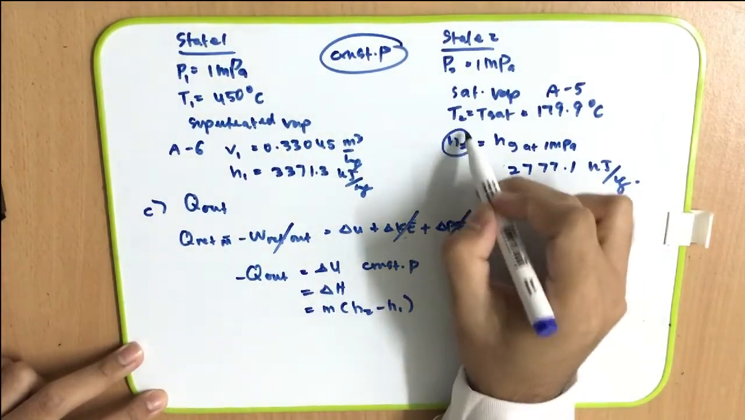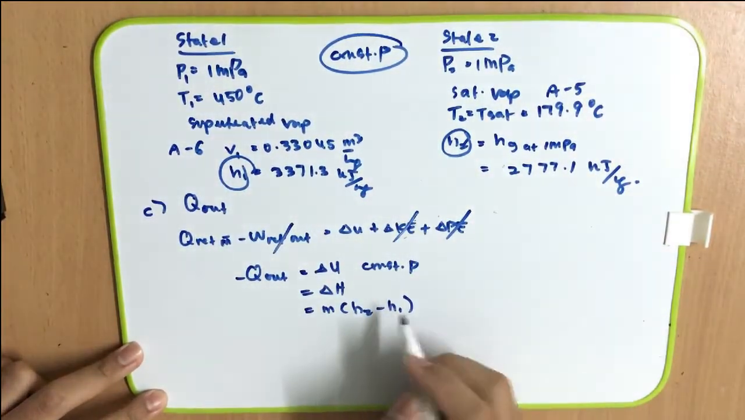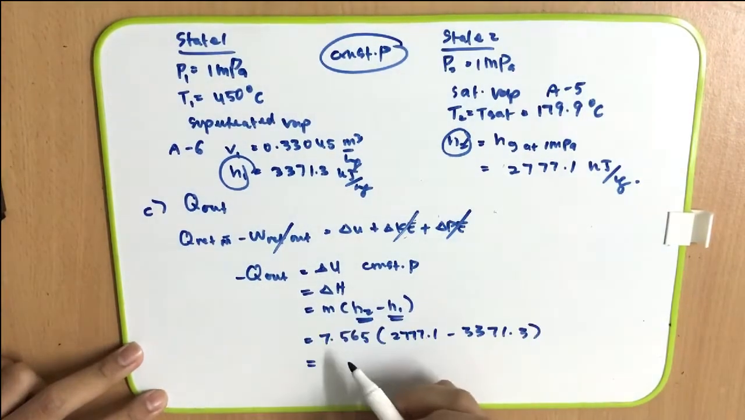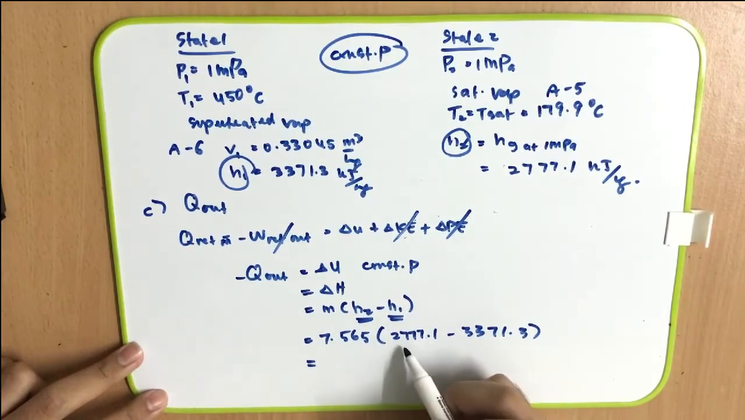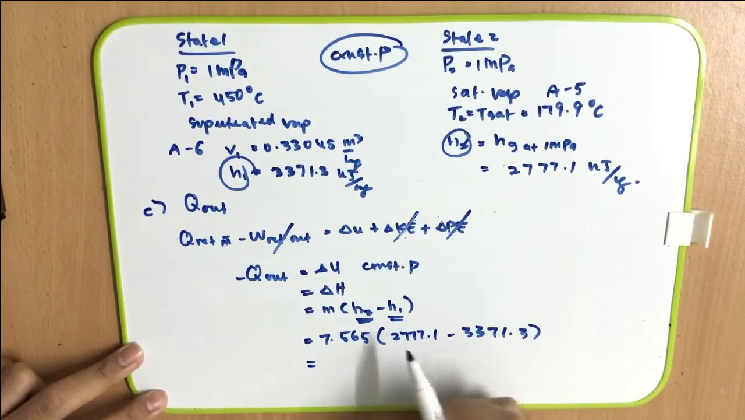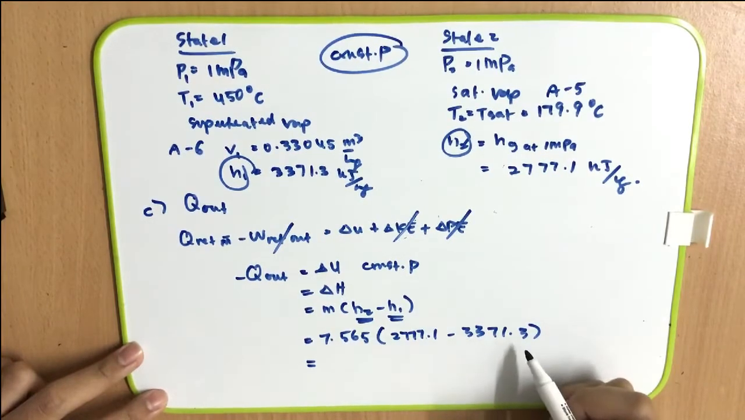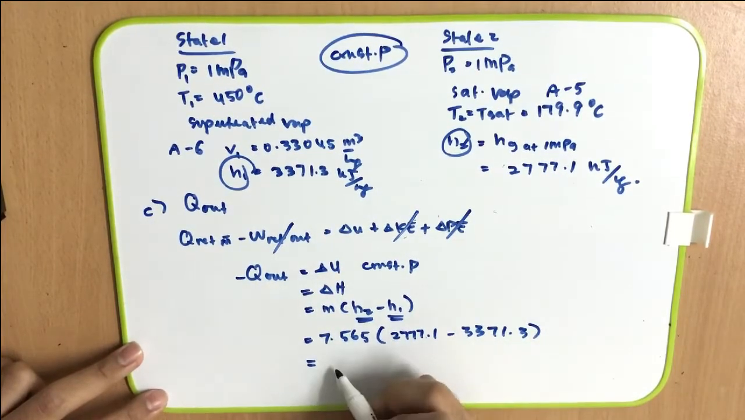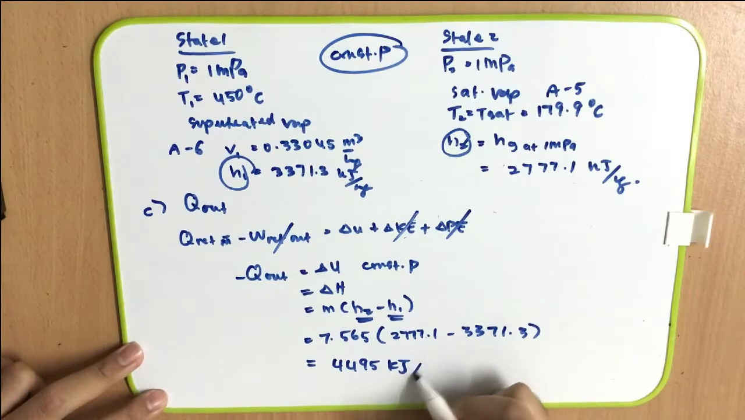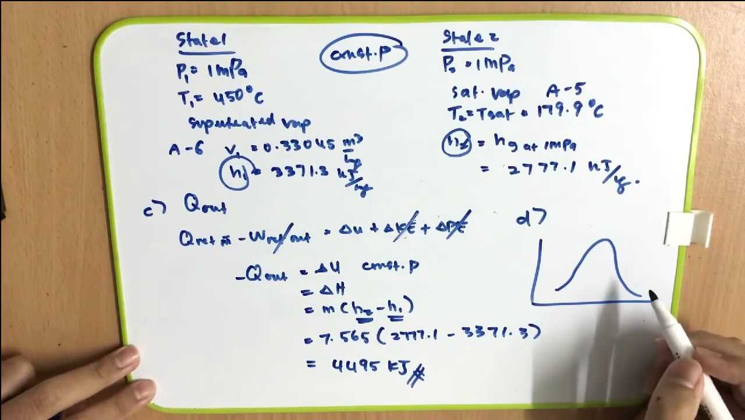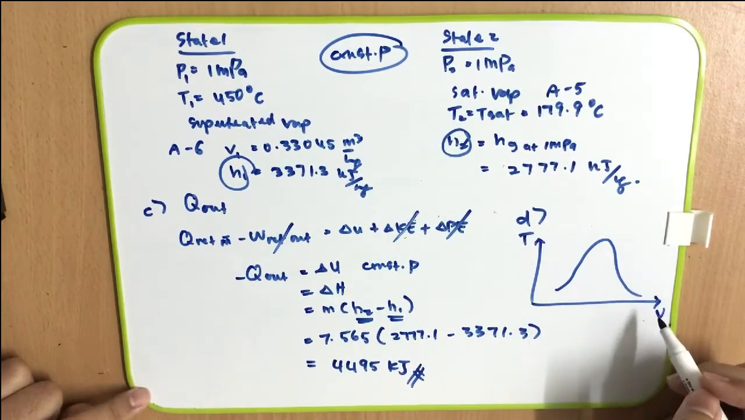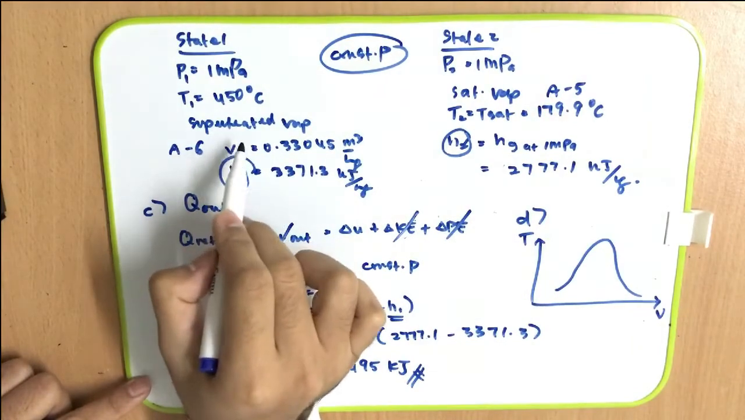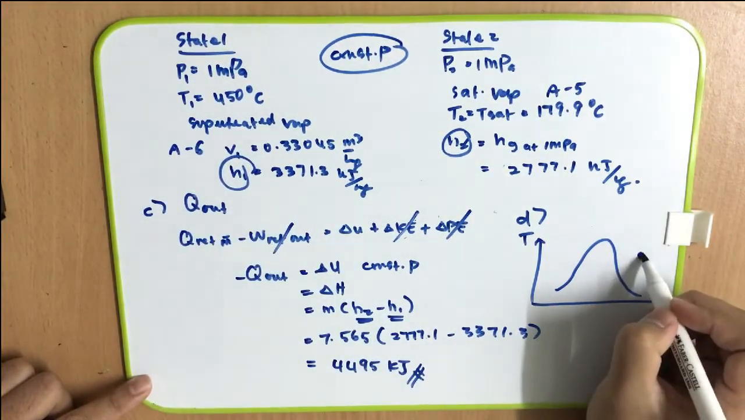Now we have H2 and also H1. We can substitute into this equation, using the mass that we calculated just now, which is 7.565, H2 is 2777.1, H1 is 3371.3. After we solve, we get 4495 kilojoule. Next, we have to show the process on the T-v diagram. At state 1, it is superheated vapor, so it is somewhere here.